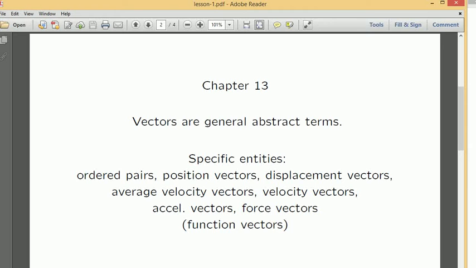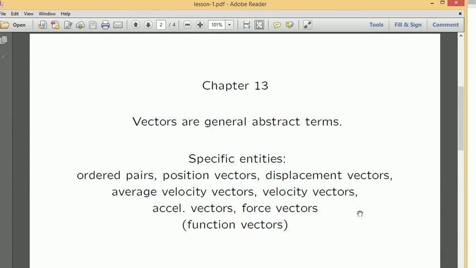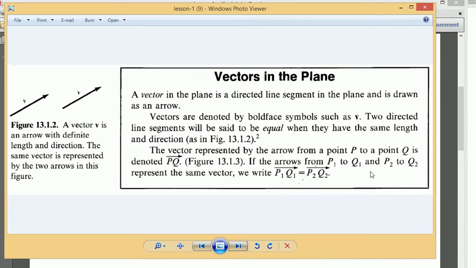Vectors are general terms. We just covered ordered pairs, right? And I'm about to explain position vectors and displacement vectors. Okay, those two things I explain here. And they're saying, at this point, vectors in the plane.